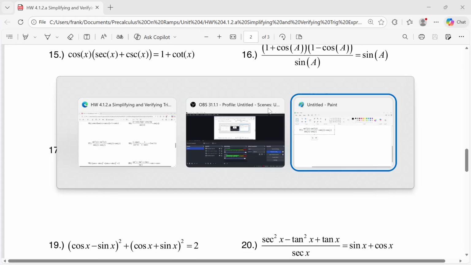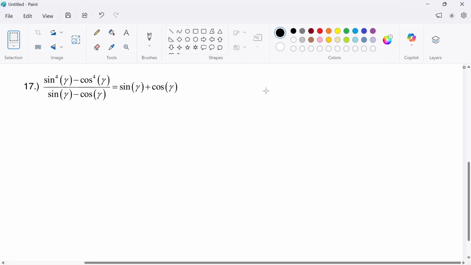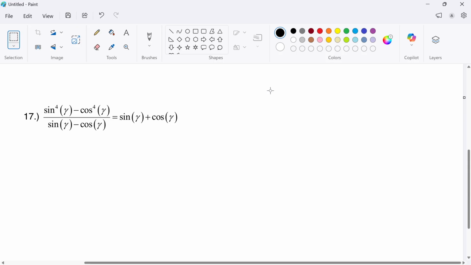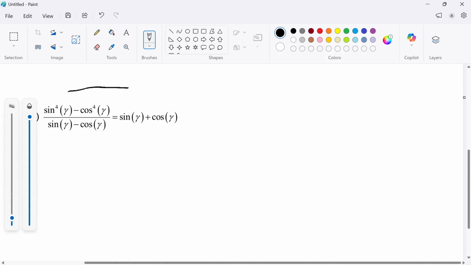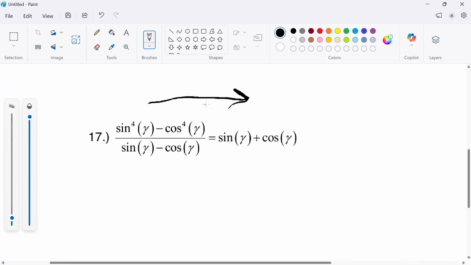This is simplifying a trigonometric expression. It looks like an equation, but it's really not because I'm not solving it. I want to get this to look like that. I want to prove that those two things are the same. So how am I going to do this?